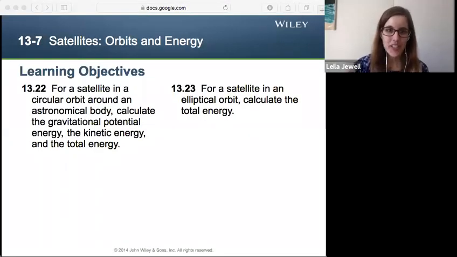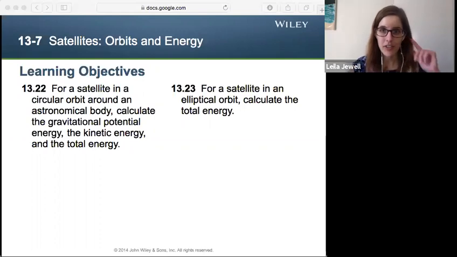Section 13.7, Satellites, Orbits, and Energy. We have a ton of satellites just around the Earth alone, and we're sending up more each day, it feels like. Lots at once. If you check out what Elon Musk is doing, pretty wild.